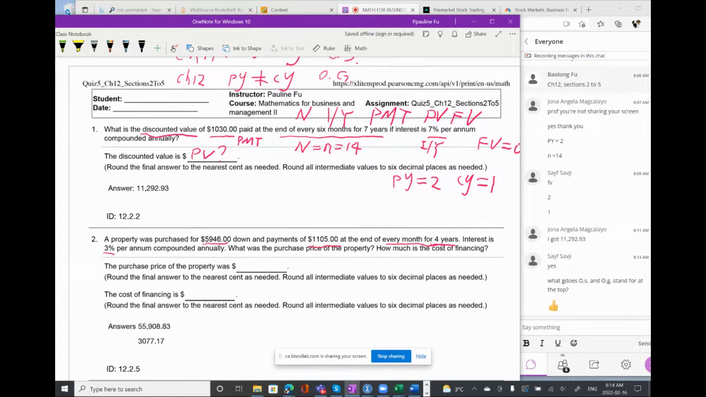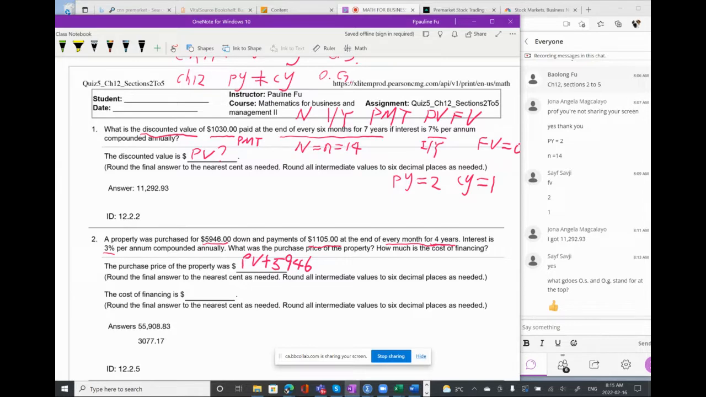Okay, so there are 2 questions here. 1, the purchase price of the property. You need to find out the present value. What is PV? And then use this PV plus the down payment. Present value plus down payment. That is the purchase price. So our objective here is to find the PV.